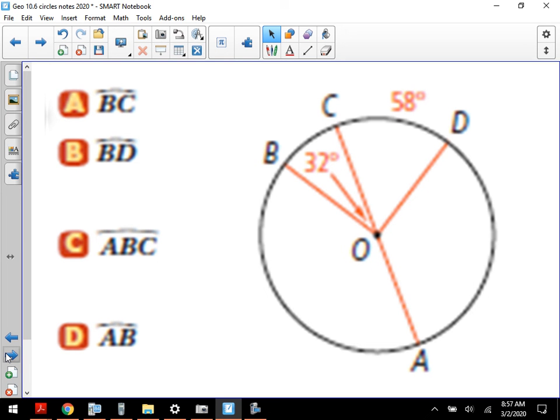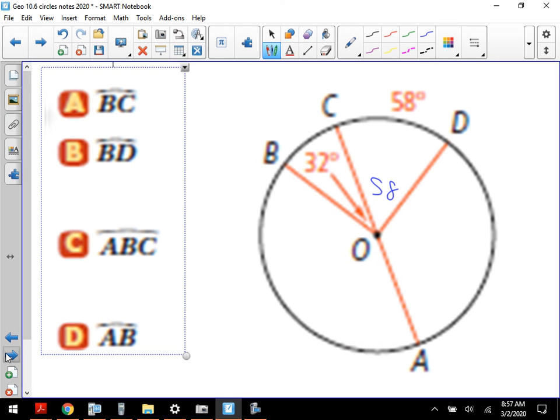So in this example here, it looks like CA is a diameter. So if you have CA as a diameter, if CD is the 58 degrees, what has to be on the DA portion? What would you do first? If the arc is 58, that means the central angle is 58, which means this side would be 180 subtract that. 122, very good.